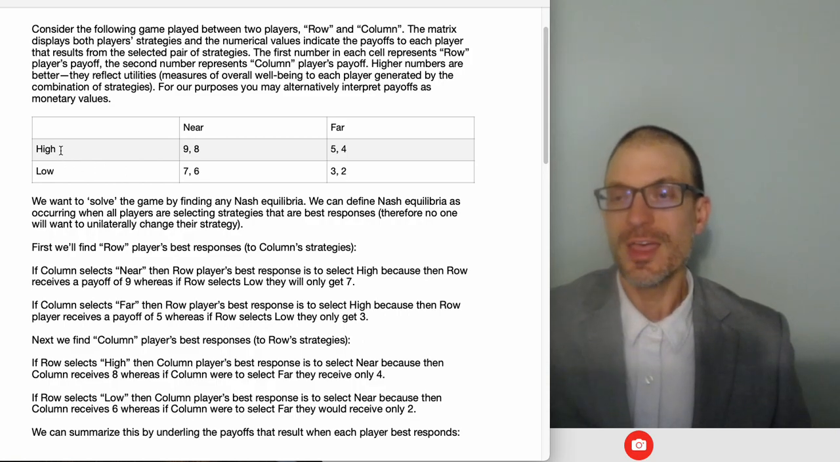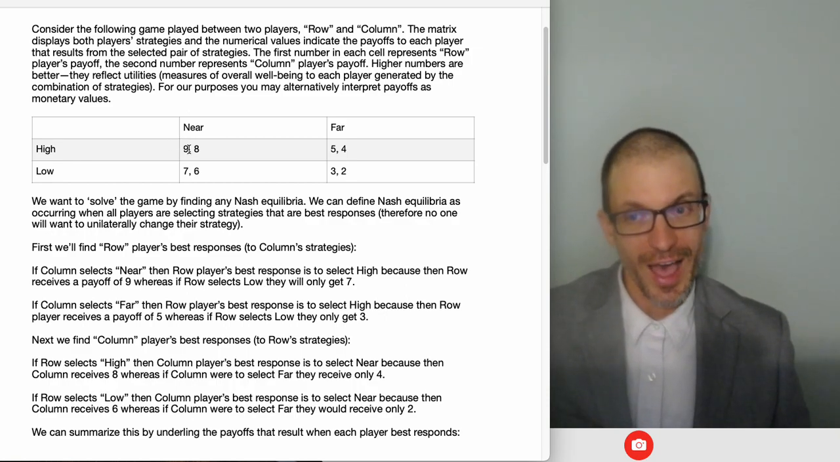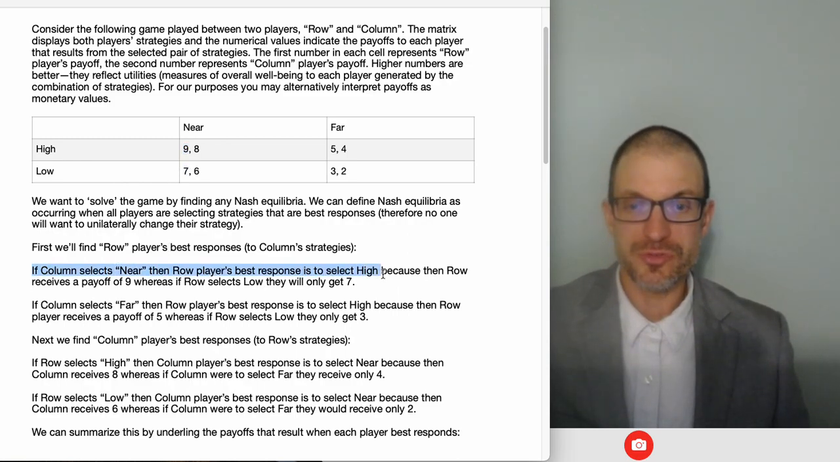So I'm going to say, if I'm row player, column player has selected near, hypothetically, how do I best respond? Well, if I select high, I get 9. If I select low, I get 7. So if column selects near, row player best responds by selecting high, because 9 is better than 7.